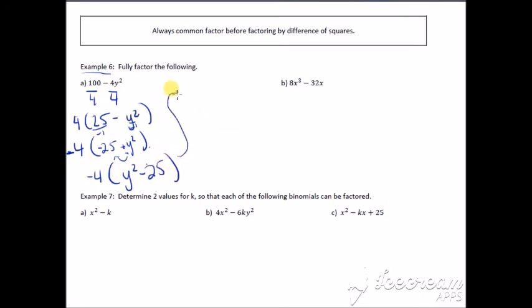Okay, so proper math form, in the bracket, we always want to write the variables first. So now, what's the root of y squared? Well, it's y. What's the root of 25? It's 5. So plus 5 minus 5. And that's it.